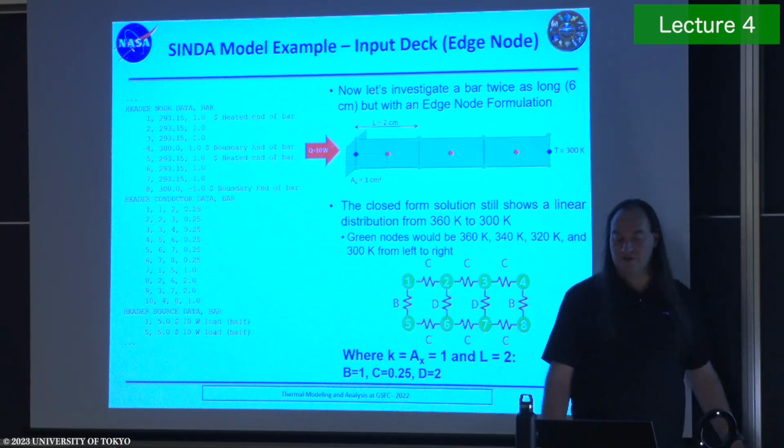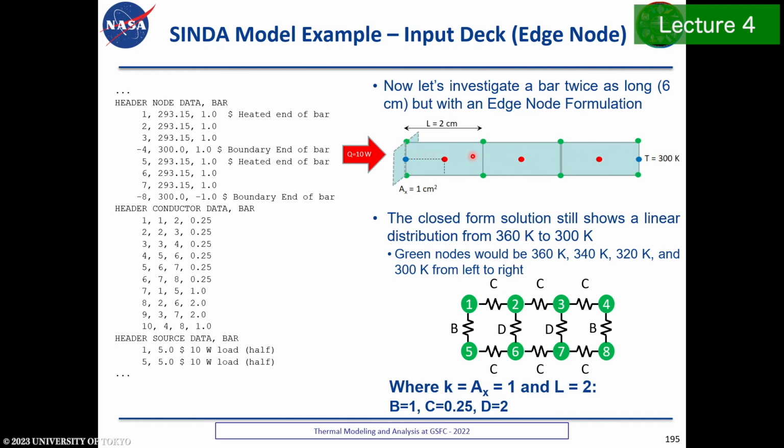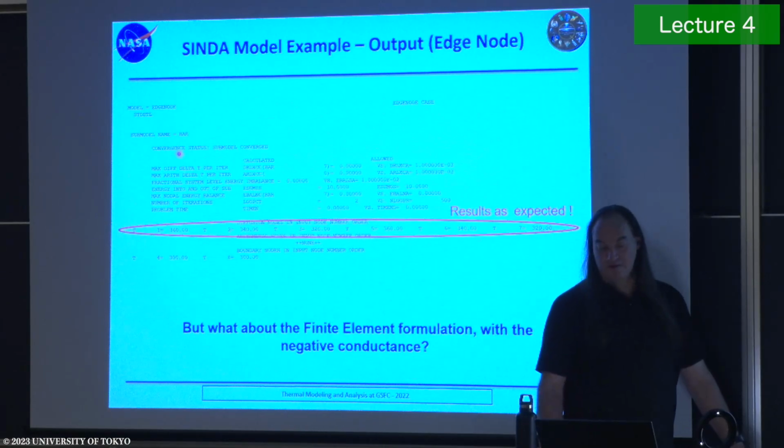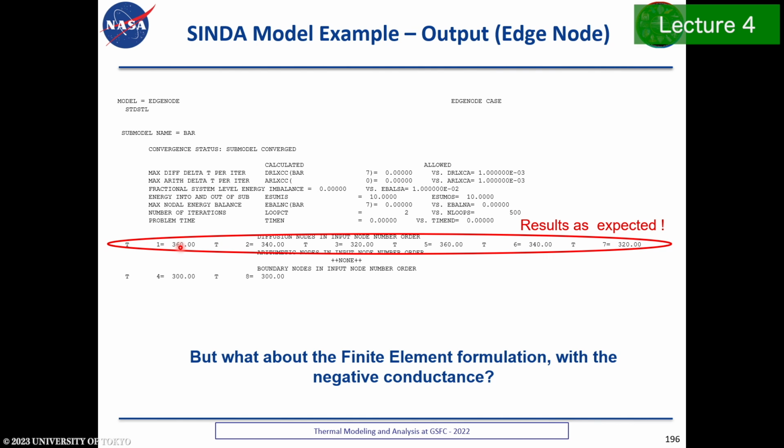So now if we look at the bar a little longer with an edge node formulation, so we're going with the green dots here, see what the conductance looks like. We're going to put half of the load in here, half of the load in here. We're going to hold these two as boundaries, so there are 2 nodes there, 300 and 300. And the results, well, we doubled the length, so the delta T goes up. So now it's 360, 340, 320, exactly what we expect.